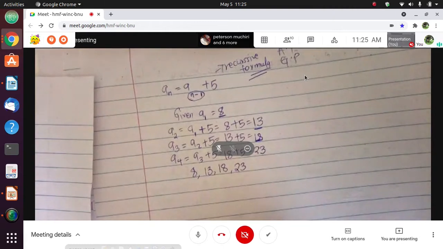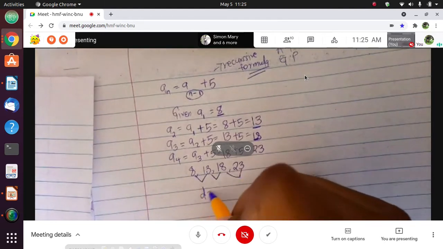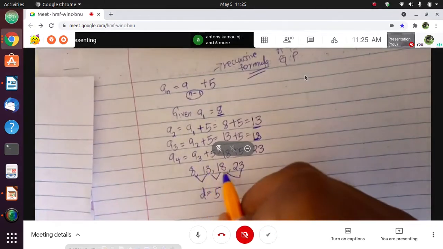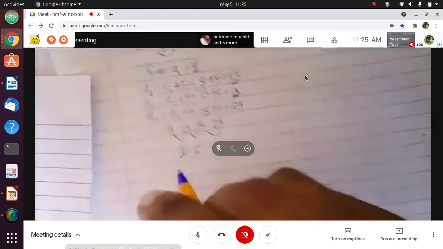Now, I want you to tell me whether this is a geometric sequence or an arithmetic sequence. This is an arithmetic sequence because the difference between these successive terms is the same, and the difference in this case is 5. The common difference is 5. 13 minus 8 gives us 5. 18 minus 13 gives us 5. 23 minus 18 gives us 5. Okay?